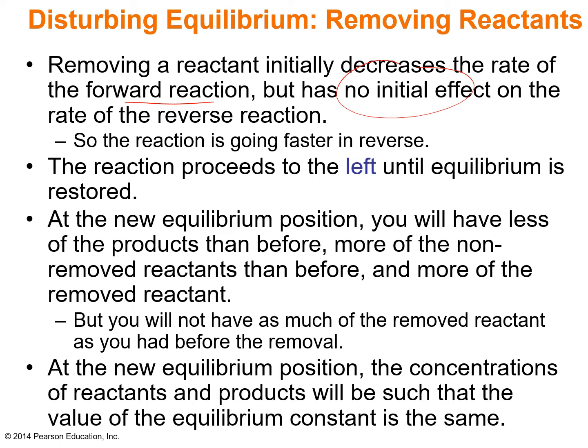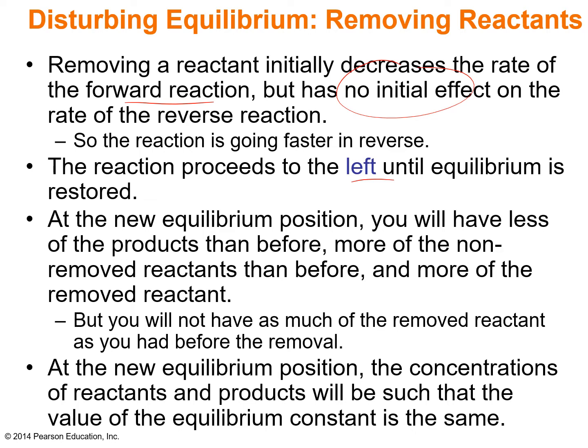The reaction proceeds to the left until equilibrium is restored. At the new equilibrium position, you will have less of the products than before, more of the non-removed reactants than before, and more of the removed reactant. But you will not have as much of the removed reactant as you had before the removal. So in other words, that gap has been filled pretty much, right? So that deficiency has been taken care of.